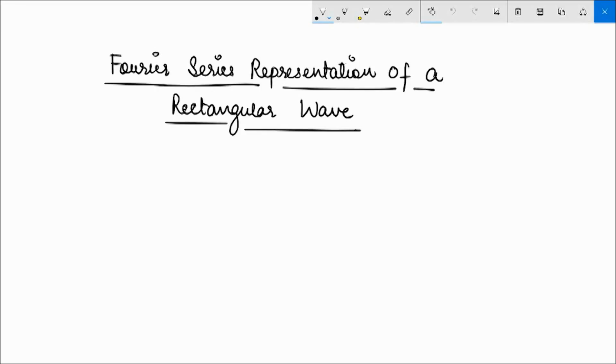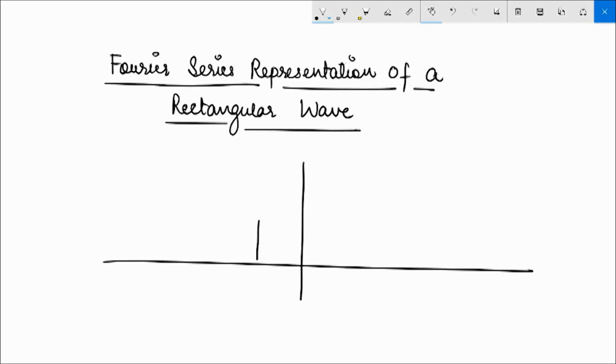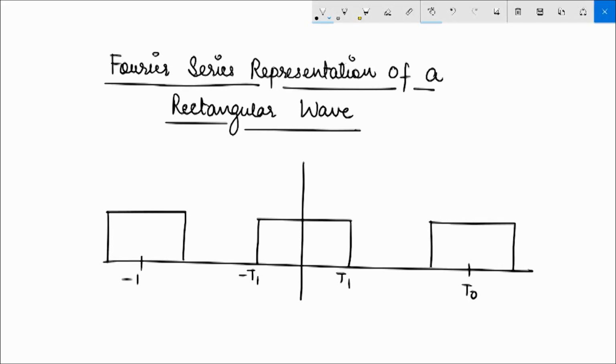Hello everyone. Let us continue our discussion on Fourier series representation of a rectangular wave. So let us consider a rectangular wave that is on from minus t1 to plus t1 and has a period of t0. So this is t0. Let this be xt.